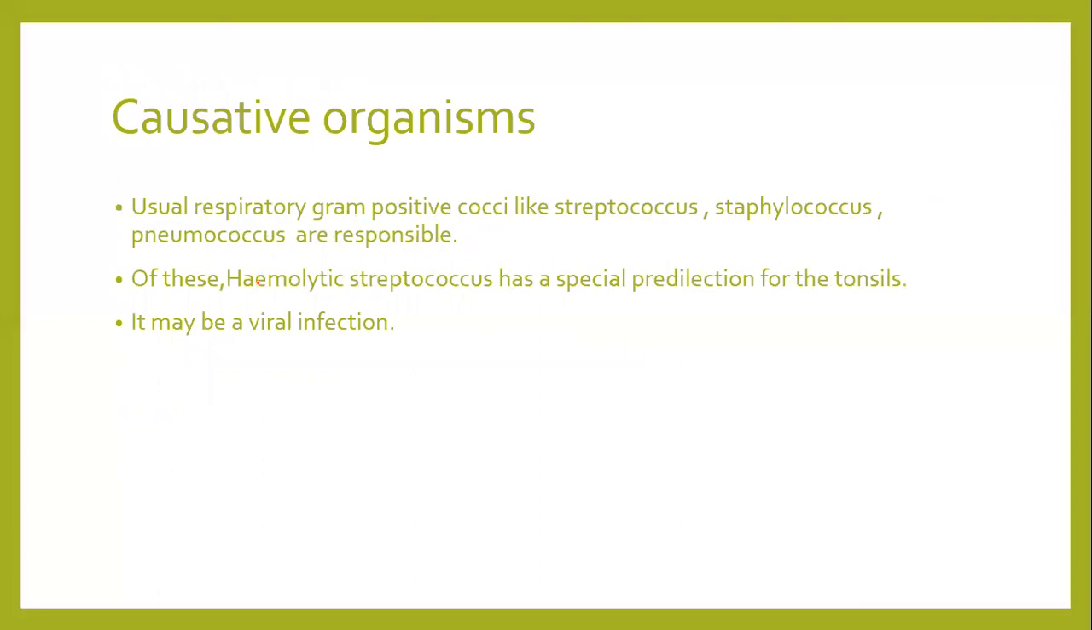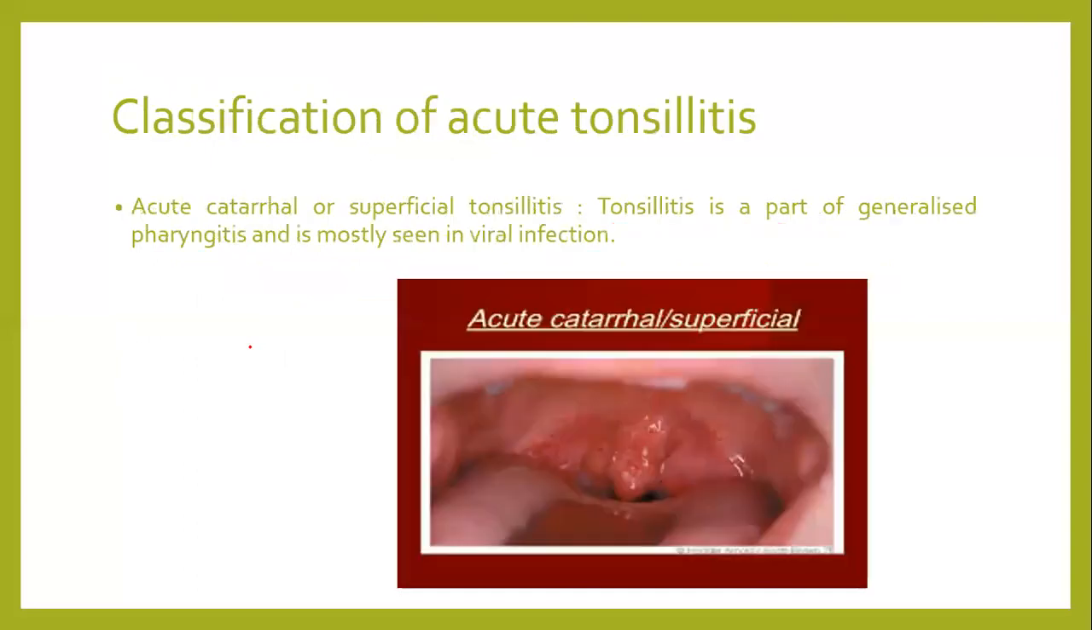Then the causative organisms. The main organisms responsible for developing tonsillitis include bacteria like Streptococcus, Staphylococcus and Pneumococcus. Out of these, hemolytic Streptococcus has a special role in tonsillitis. So these are the common bacteria causing tonsillitis, and the primary responsible microorganism is hemolytic streptococci. It can also occur due to some kind of viral infection.